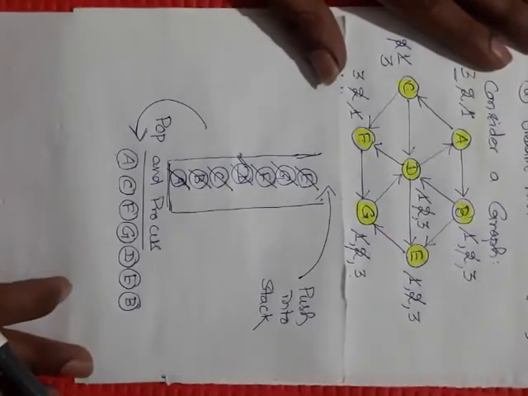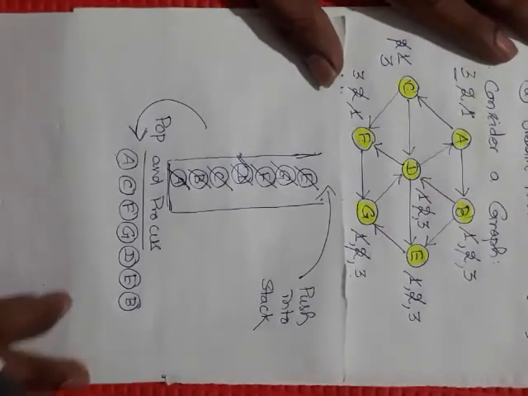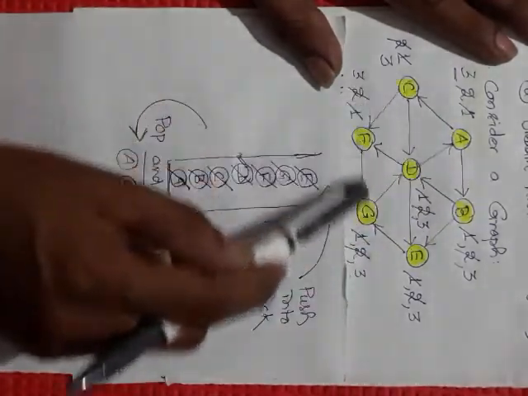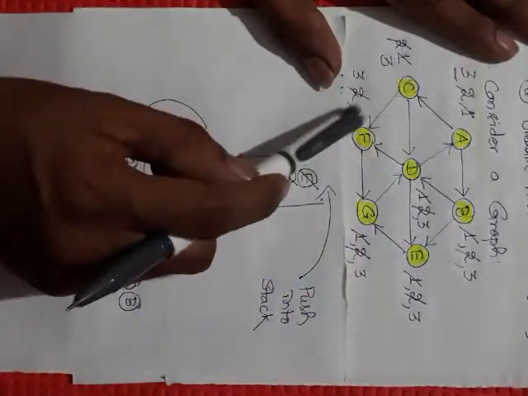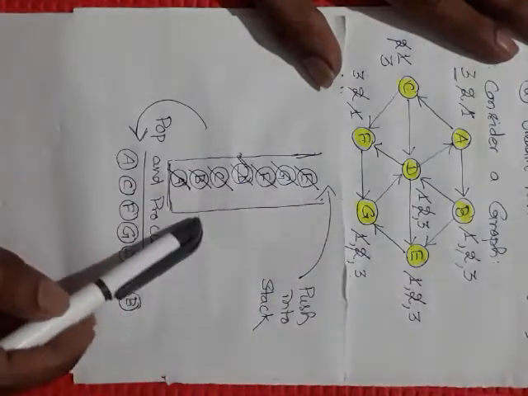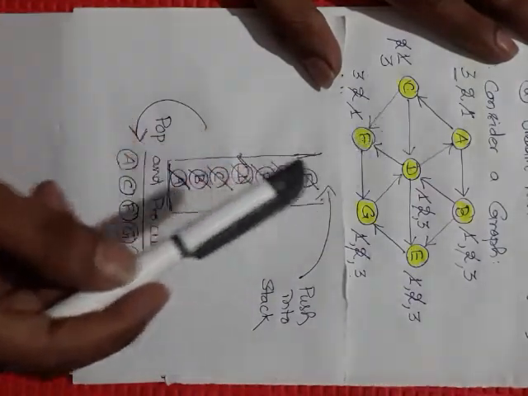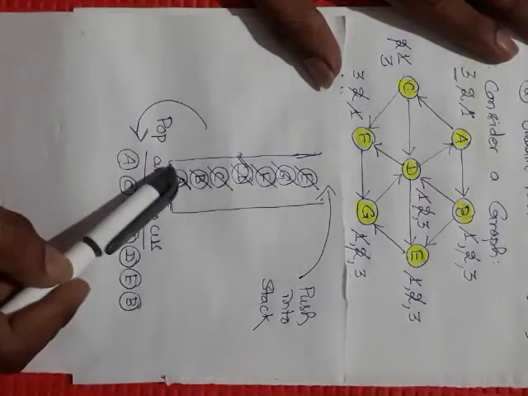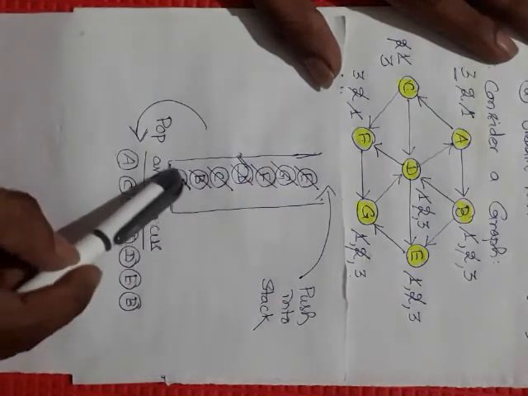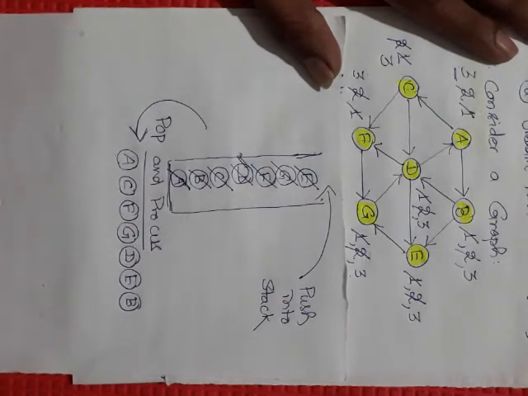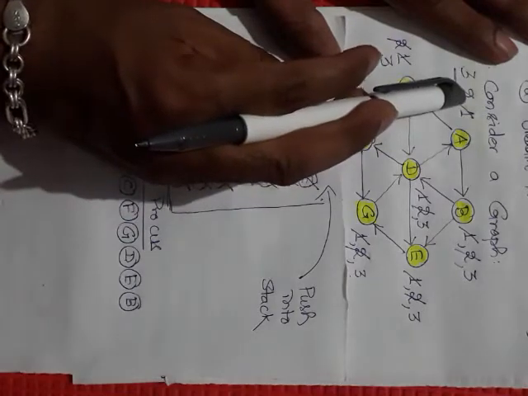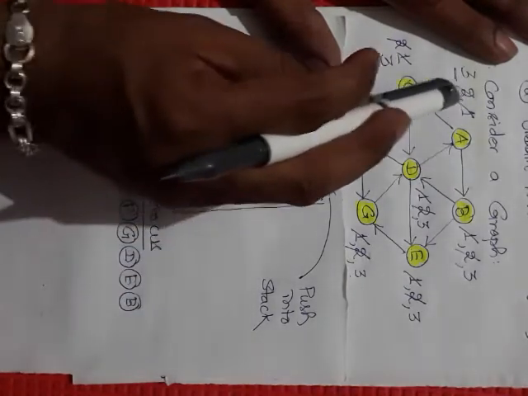Okay, let me revise the topic. Here what exactly we are doing? We are initializing all the nodes into ready state, that is 1. Then we are considering a node as the first node and pushing it into the stack. The moment we are pushing node A into the stack, change its status to 2, that is waiting in the stack.